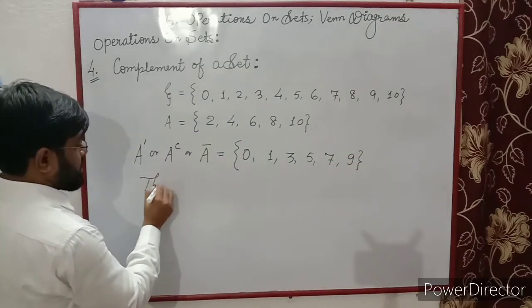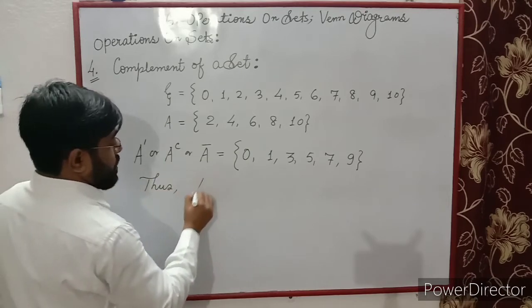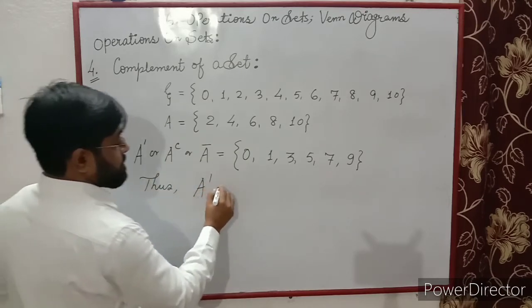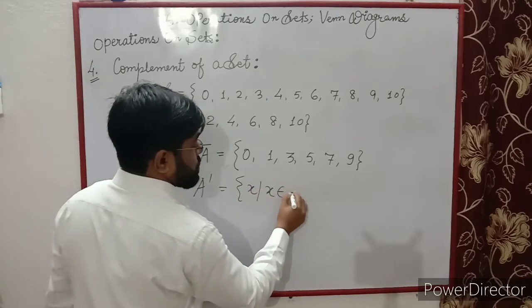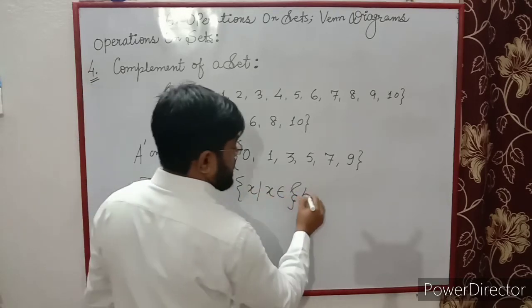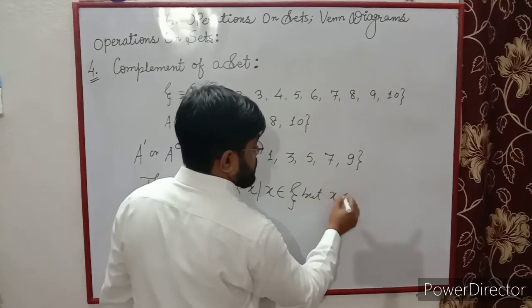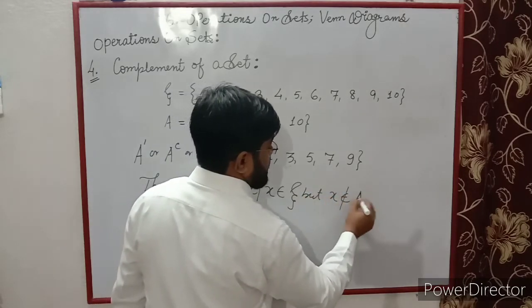Thus we can say that the complement of set A is equal to x such that x belongs to the universal set but x does not belong to set A.